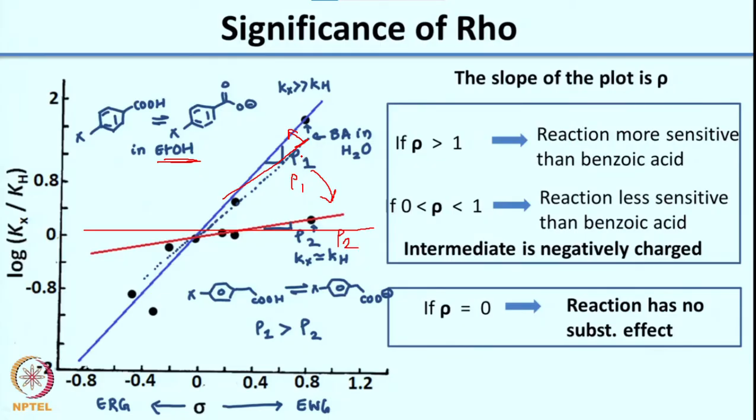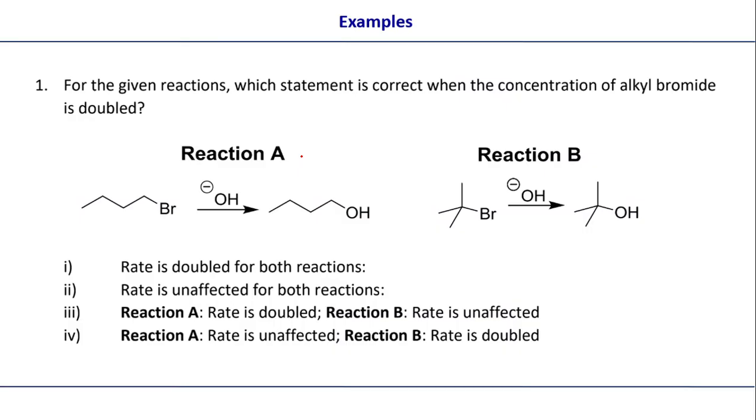So here we have discussed ma'am's lectures from week 3, that is class number 10, 11, 12, 13, 14. Now we will do some questions based on these lectures, which will help you to solve the assignment questions. Now the first question is, for the given reaction, which statement is correct when the concentration of alkyl bromide is doubled? So you can see both the reactions here, reaction A and reaction B.